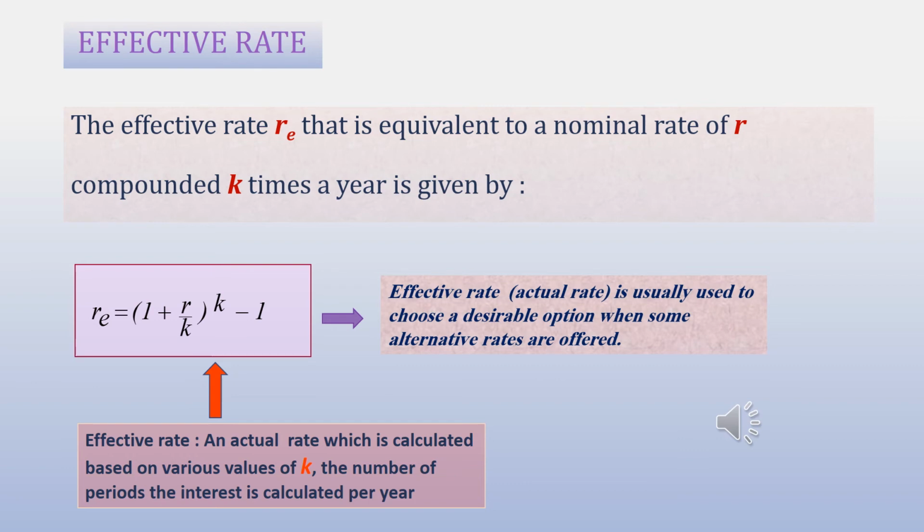So the annual rate is specifically when K equal to 1, while for RE, K can be any number. So when K equal to 1, the effective rate Re is equal to the annual rate R. Now, what is the use of this effective rate? The effective rate, or actual rate, is usually used to choose a desirable option when some alternative rates are offered. In other words, if you want to choose the better or the best choice, we can use this calculation of effective rate.